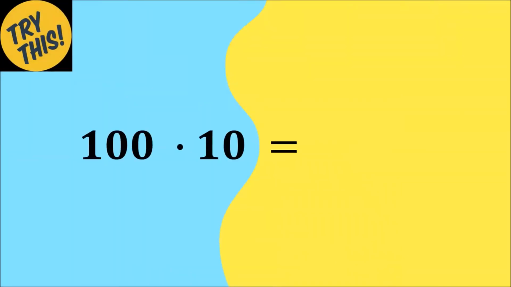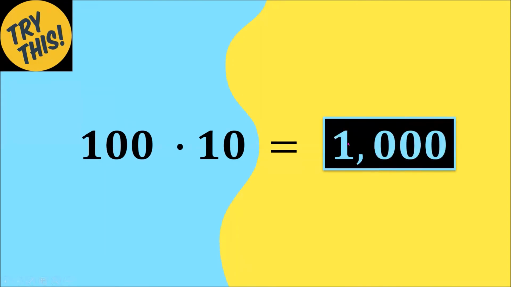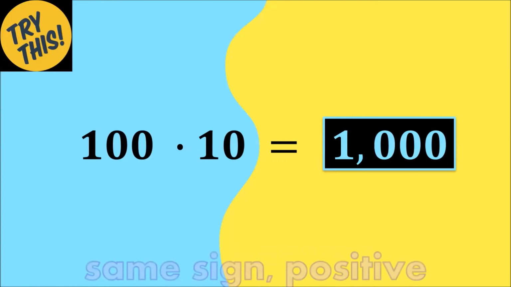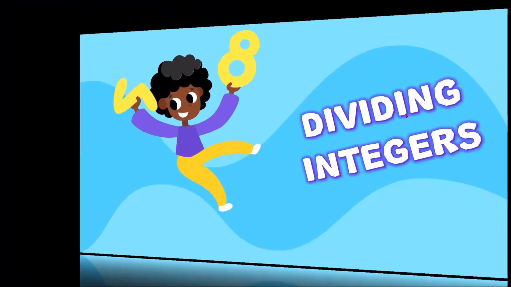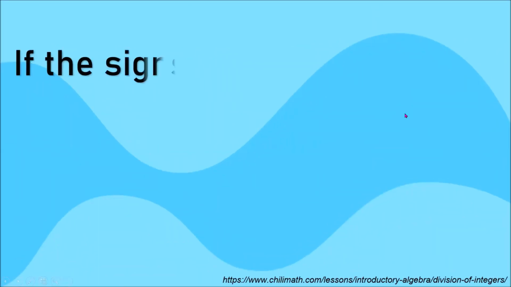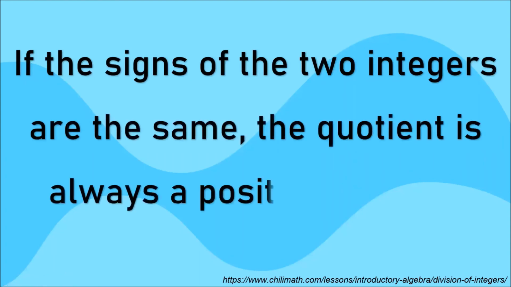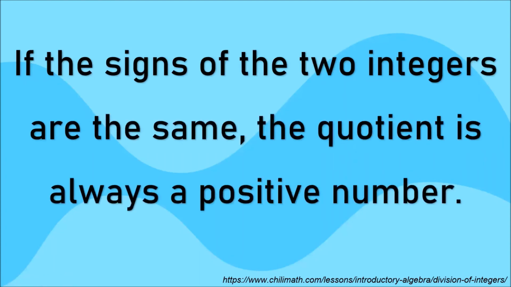Next, 100 times 10. They are both positive, so your answer should be positive also. 100 times 10, we have 1,000. Okay, next. So let's now proceed to dividing integers. If the signs of the two integers are the same, the quotient is always a positive number. Take note that the rules in dividing integers are the same as in multiplying integers.